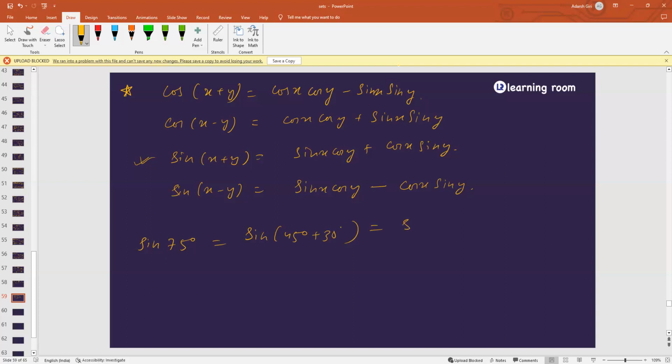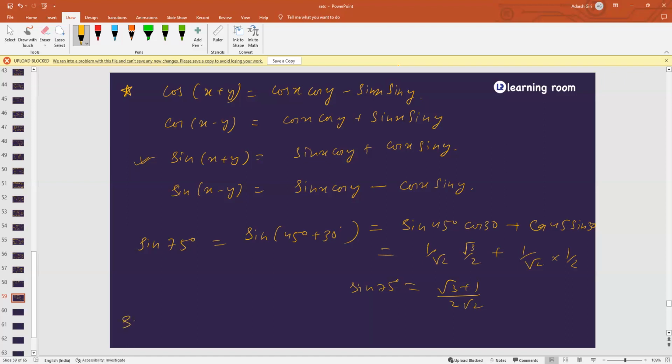So according to this, it will be sine of 45 cos of 30 plus cos of 45 sine of 30. So if you do this, 1 by root 2 into root 3 by 2 plus 1 by root 2 into 1 by 2. So it will be (root 3 plus 1) by 2 root 2. This is the value of sine of 75. These are the uses of these particular results.